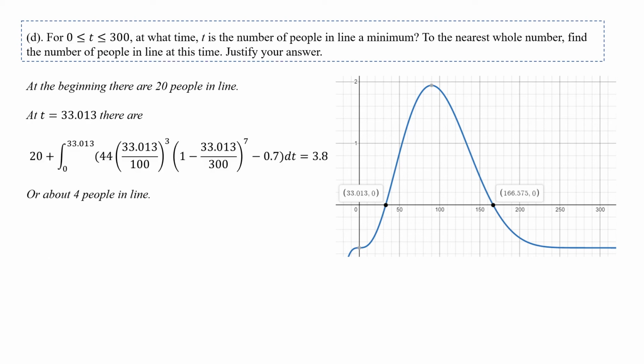So if we calculate how many people there are at that time, 33.013, we can figure out the minimum, because that's going to be the most interesting point. Remember, there are 20 people to start, and we plug 33 into our integral right here, plug it into our function, do all our calculations, and then we subtract that. I put addition here because this whole expression is going to turn out to be negative. 20 minus this expression is going to give us 3.8, so that's our key right there. At this time, 33 seconds, there are only 3.8 people, which is about 4 people in the line.